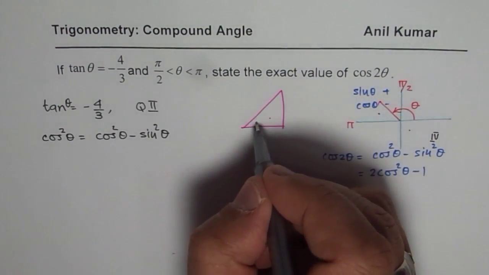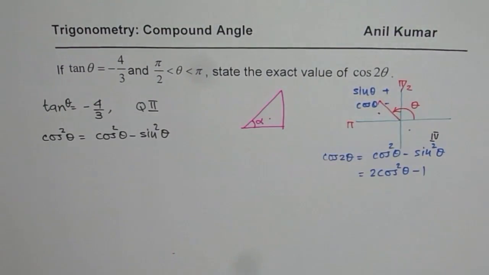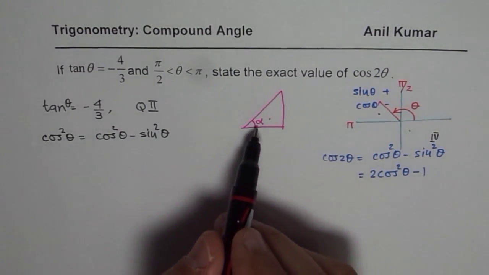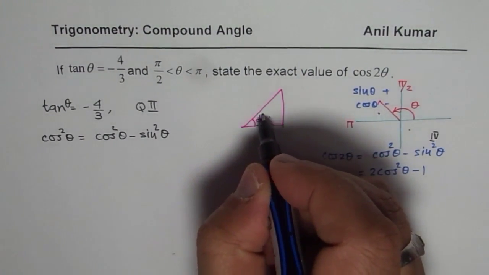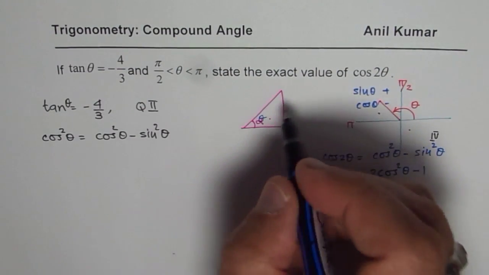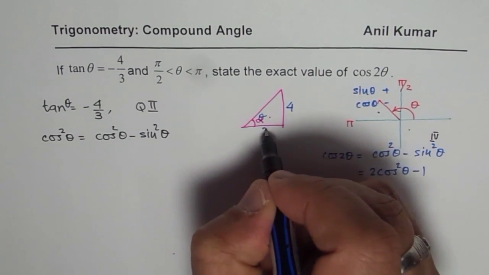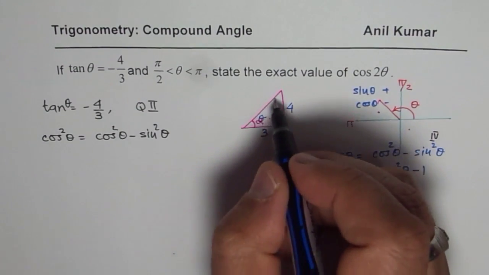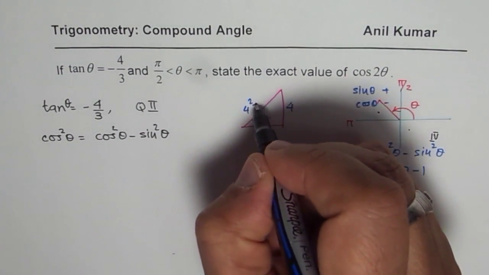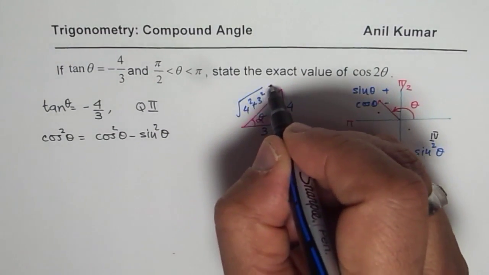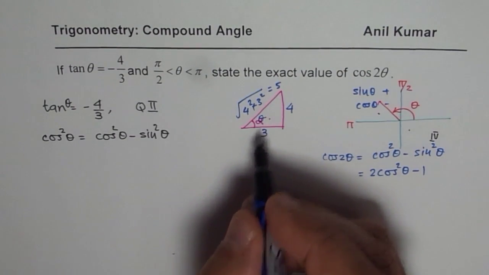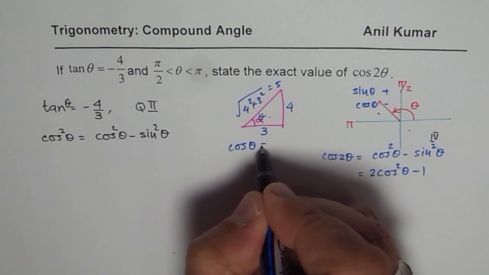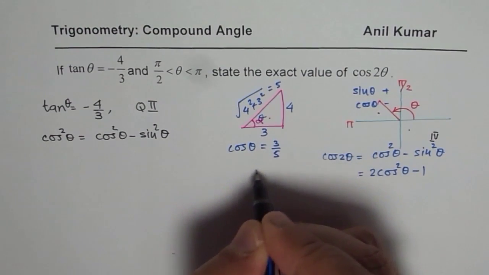Think about the related acute angle. Let me call this alpha, which is the related acute angle for this theta. So tan alpha is 4 over 3, opposite side over adjacent side. And the hypotenuse will be the square root of 4 square plus 3 square, which is indeed equal to 5. Now from here you can easily read what cos theta is. Cos theta is 3 over 5. Sin theta is 4 over 5.